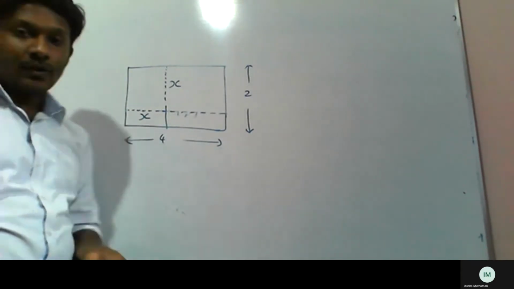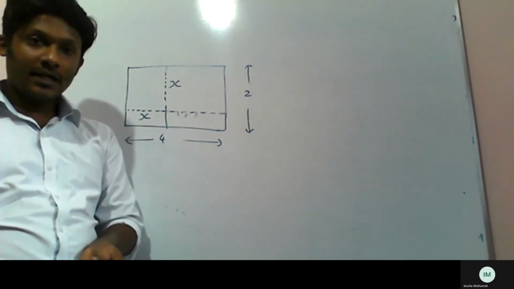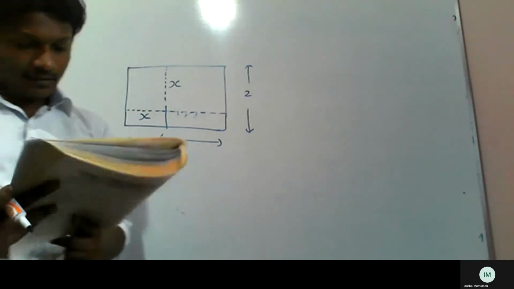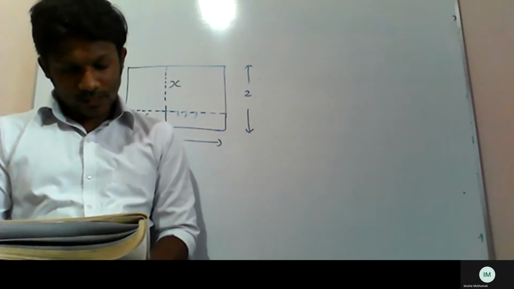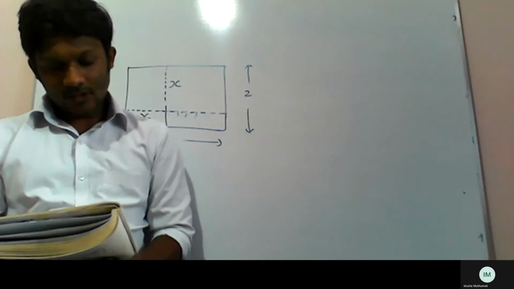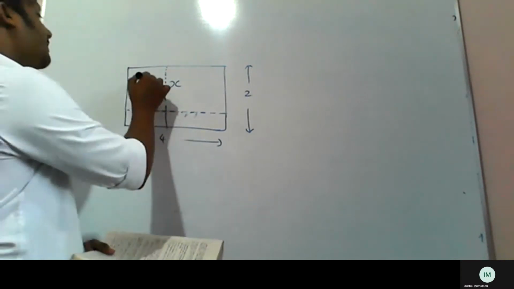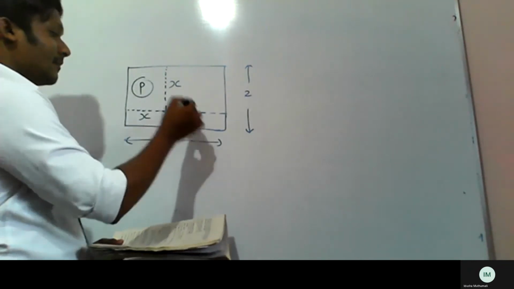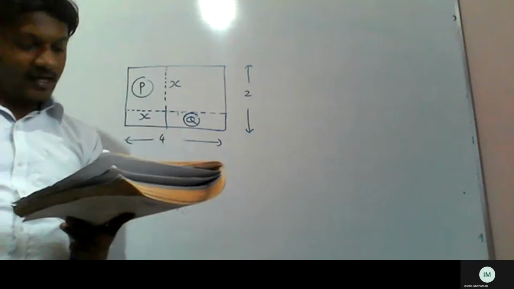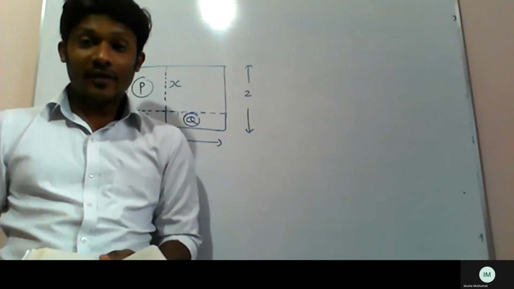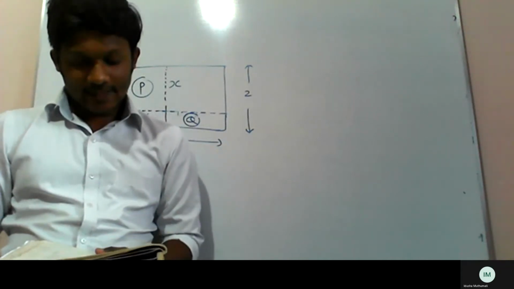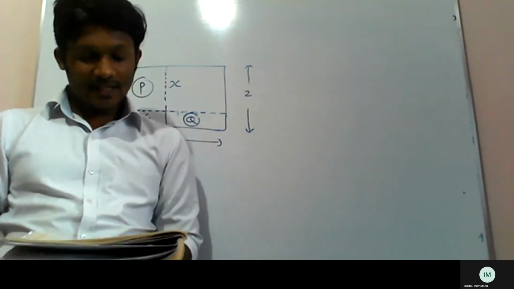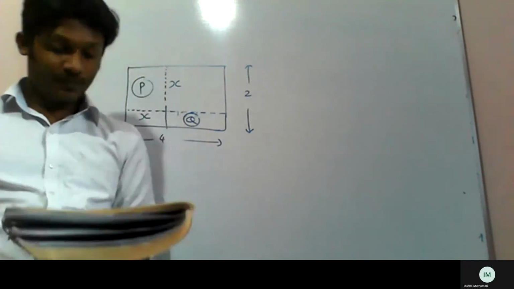Right. This question is related to quadratic equations, no? Then find the side length of the piece, x. Find an expression in terms of x for the area of the rectangular part labeled Q in the figure. The area of P is twice the area of Q.